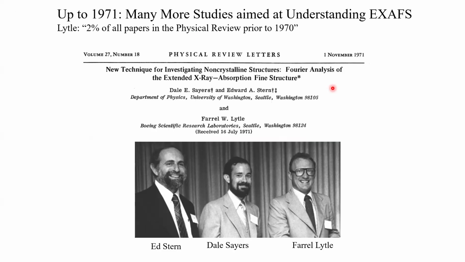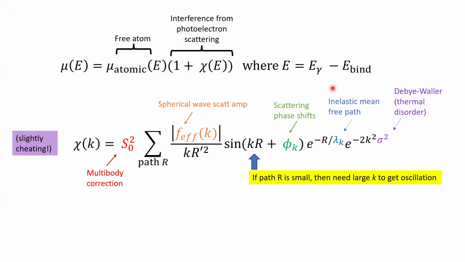Lytle claimed that about 2% of all papers in the Physical Review before 1970 were on X-ray absorption in some flavor or another. What they proposed was a pure scattering model where there could be an atomic behavior that's modulated by interference from photoelectron scattering. So very similar qualitatively to the work of Hayashi from 1936. And they worked out the details of the scattering physics, including really all the details of the boundary conditions, including the fact that atoms are not hard spheres electrically, but you're going to get phase shifts when an electron scatters off an atom. And they came up with this expression.